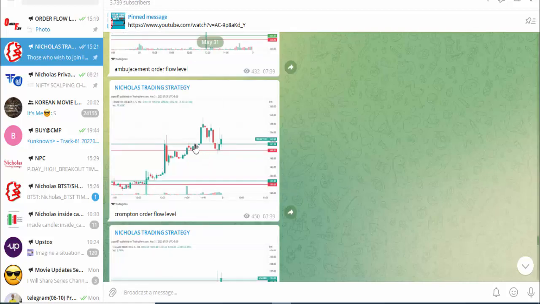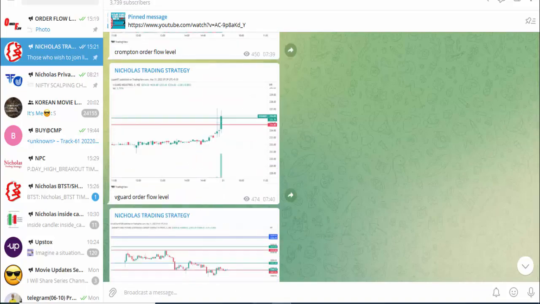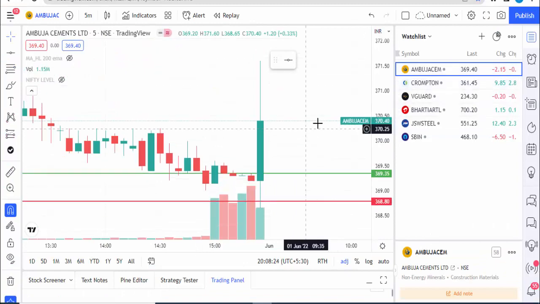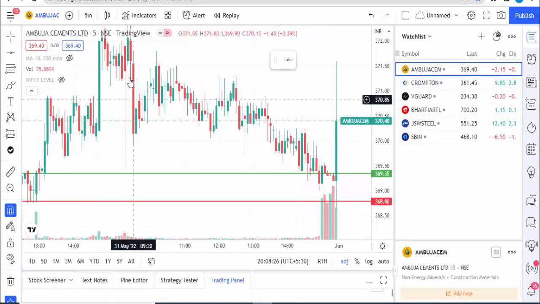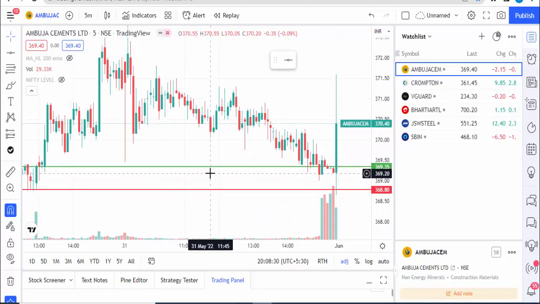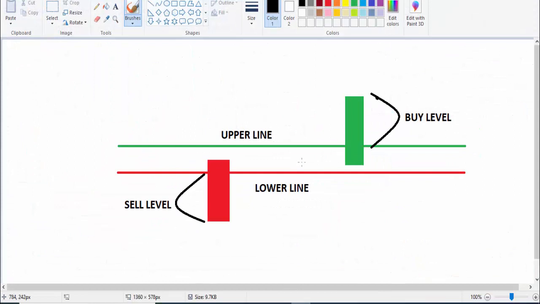Okay. So let's see the Ambuja Cement, Crompton and V-Guard performance today. Ambuja Cement had a gap up opening. As per our strategy, only when the market touches our level is there an entry. You can see this is our strategy. You can see the upper line and the lower line. This green line is called the upper line and the red line is called the lower line.